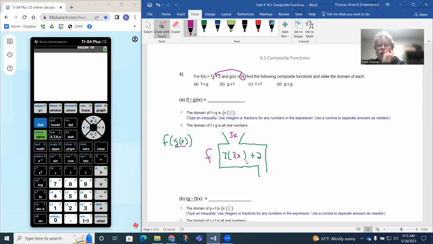So if we do the math, we're going to have 7 times 3x, which is 21x. And then if you add 2, those aren't like terms, so it will stay as 21x plus 2.